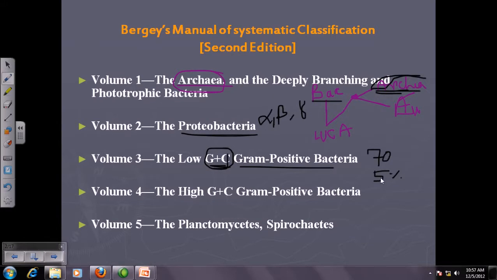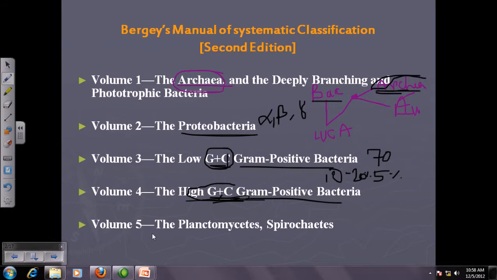If they vary by 10 to 20% in GC content, then we can say they are in the same genus but not the same species. So that is how, by looking at the GC content, we can know whether two organisms are related to each other or not. Now in volume 4, again we are talking about gram positive bacteria, but they have higher GC content. That means bacteria with a very high amount of GC inside their DNA, over 60 or 65%.